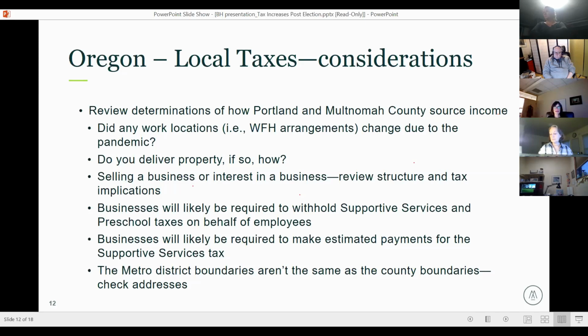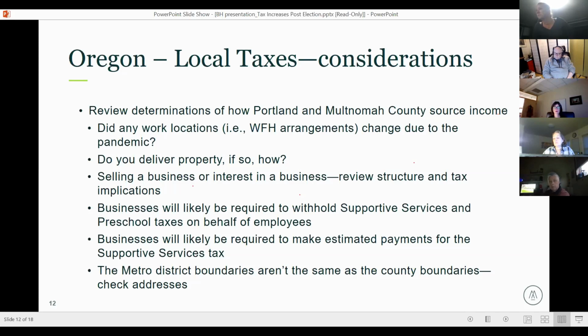The fourth bullet point, I also did not have time to update pursuant to the Metro conversation earlier this afternoon. What they're considering right now for the supportive housing services, which doesn't apply to the preschool tax, is requiring an entity to withhold for employees if the employee requests it. So if the employee requests withholding on supportive services taxes, the entity would be required to withhold, but there's no blanket withholding requirement. The fifth bullet point, I think this is going to be the case. We don't have rules or the law yet, but businesses will most likely be required to make estimated payments for their portion of the supportive housing services tax.